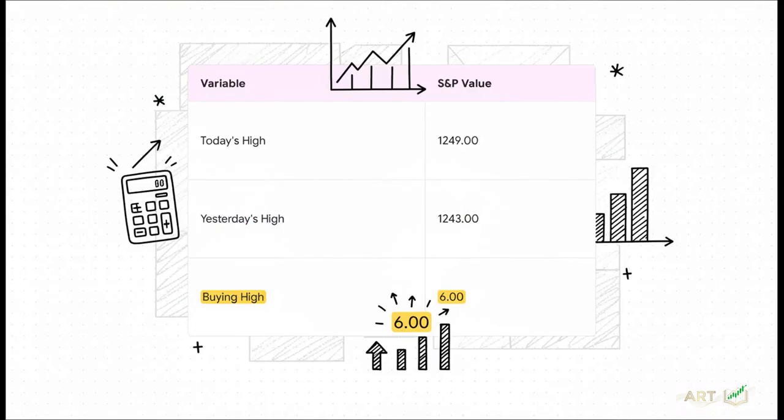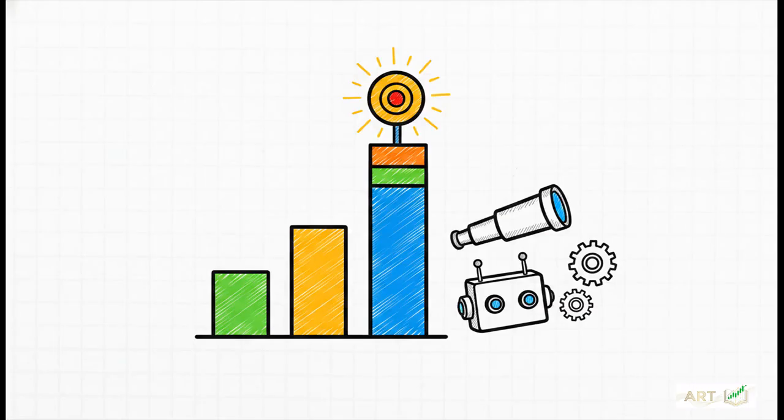Let's break down the math using Angell's precise S&P numbers again. Say today's high is 1249.00. Yesterday's high was 1243.00. We subtract yesterday's high from today's, which gives us a positive buying high number of 6 points. So the crucial point is, what happens when we use that number to project into the future?